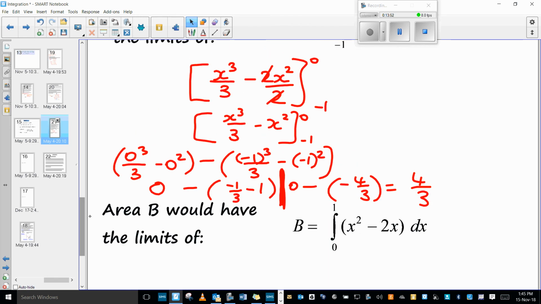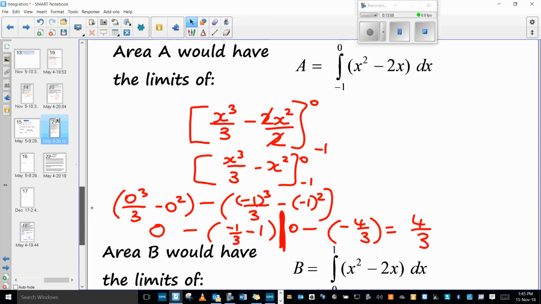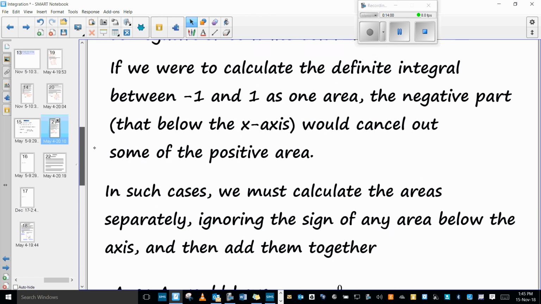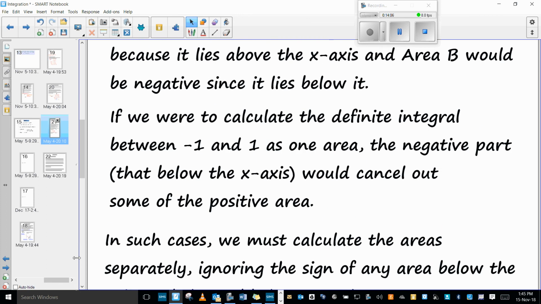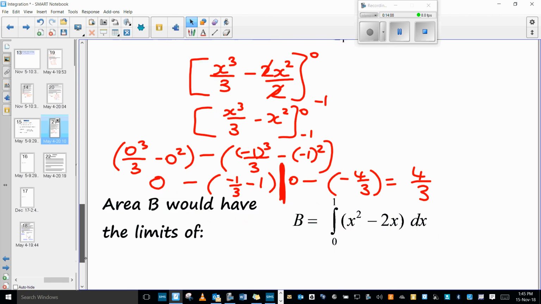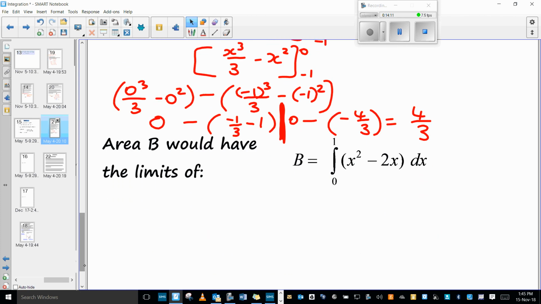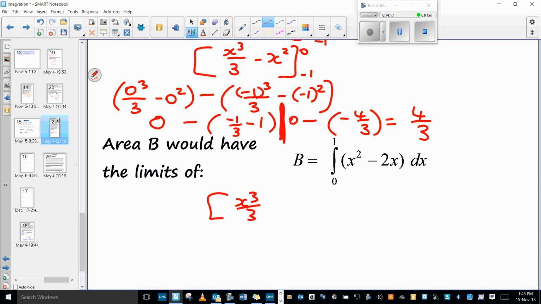So, you're all awesome. And as I said, we've got 4/3, we had a positive area, and we expected a positive area because it was above the x-axis. So this part here, we're expecting to be negative because it's below the x-axis. But it's the same thing. So we've already got our integral. We know it's going to be x cubed over 3 minus x squared.